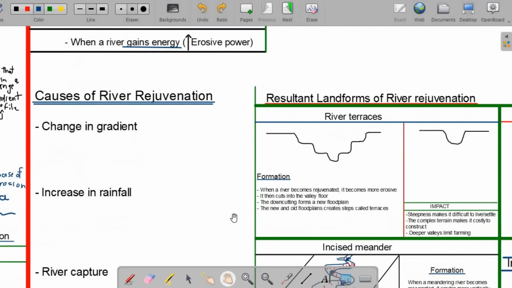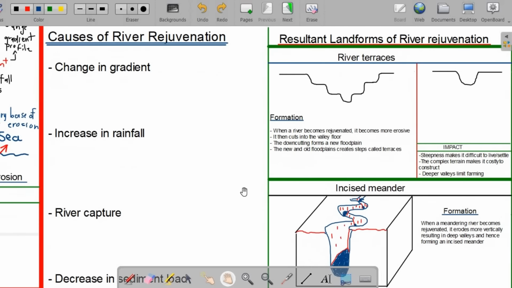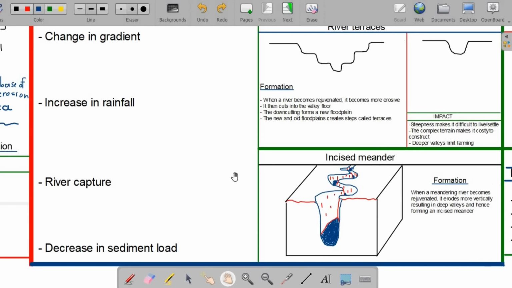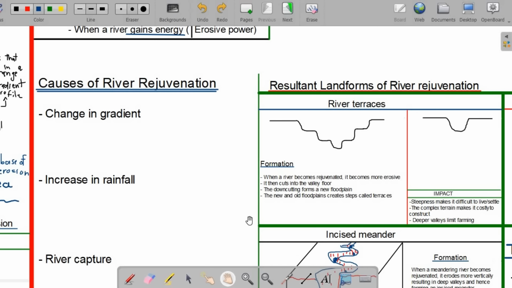Now, what causes river rejuvenation? Well, there's quite a lot of causes, but we'll just take a look at four. If you have any more suggestions, guys, please comment down below. That will definitely help us in preparing for the final exams. First of all, one cause of river rejuvenation is the change in gradient. Sometimes it is written as isostatic uplift.